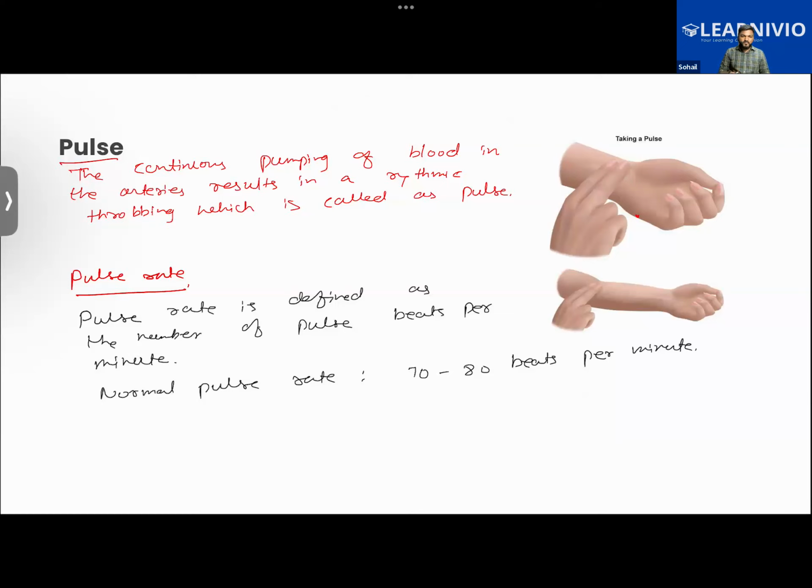So do tell me, this pulse, will it not be giving you a reading of the heartbeat also? At what rate your heart is beating? Yes. So there will be a very close correlation between the pulse rate and the heartbeat. We did learn about pulse rate also. We did learn that pulse rate would be defined as the number of pulse beats per minute, the number of times you will observe a throbbing movement in your wrist. So in 1 minute, you would be observing it to be around 70 to 80 beats per minute.